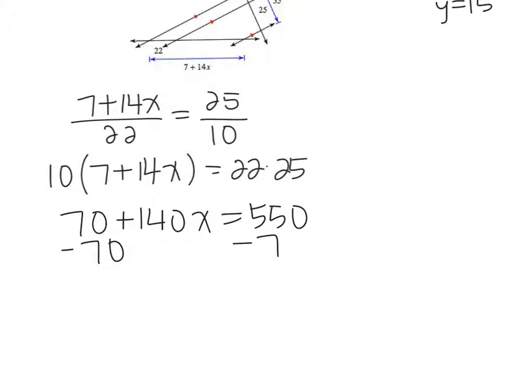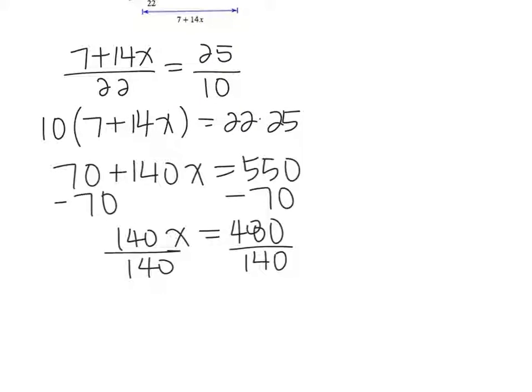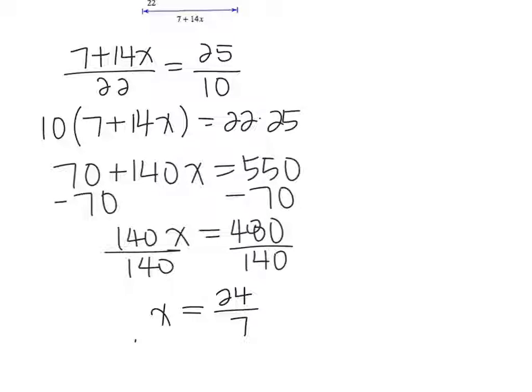Distributing into our parentheses, we get 70 plus 140x equals 550. We're going to subtract 70 from both sides, so we get 140x equals 480. Then we're going to divide both sides by 140. We are going to get a decimal, and it's not a very nice decimal, so we are going to leave our final answer as a fraction, and we're going to simplify it. So when we simplify 480 over 140, we end up with the fraction 24 over 7.